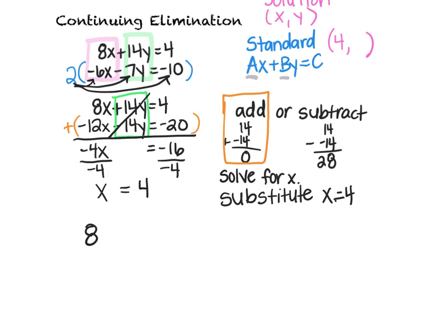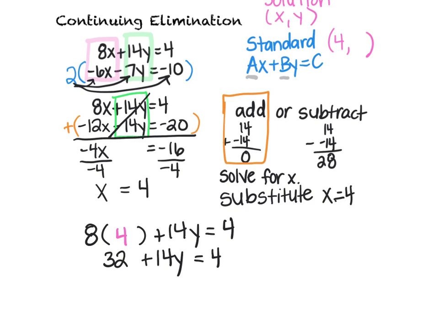And I'm going to do 8. And where x is, I'm going to put a placeholder, because we have x equals 4 plus 14y equals 4. And in that placeholder, I'm going to put in 4. And so 8 times 4 is going to give me 32 plus 14y equals 4. And we're going to solve this equation for y.